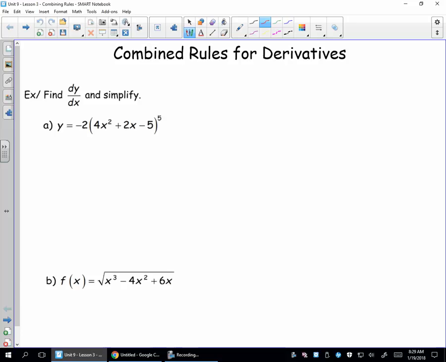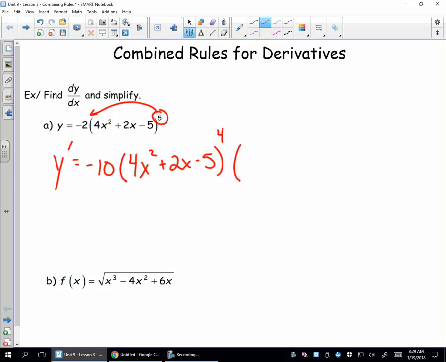So I want to apply our rules. Okay, my derivative here, I'm going to use the power rule because I have an exponent. 5 times negative 2 is negative 10. Our base stays the same. Subtract 1 from our exponent. And don't forget the derivative of the base. So the derivative of the base would be 8x plus 2.